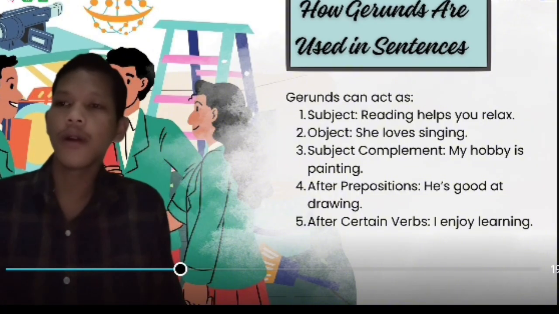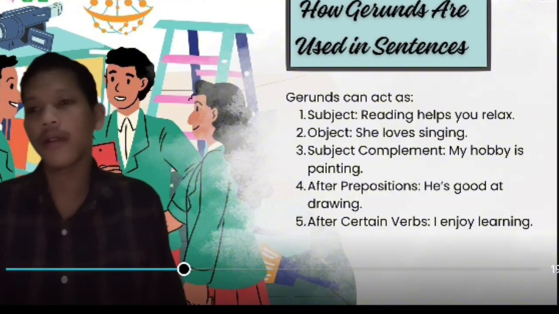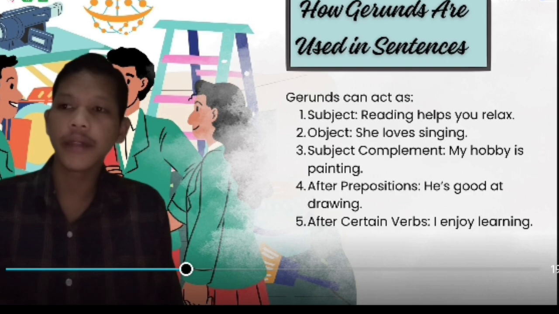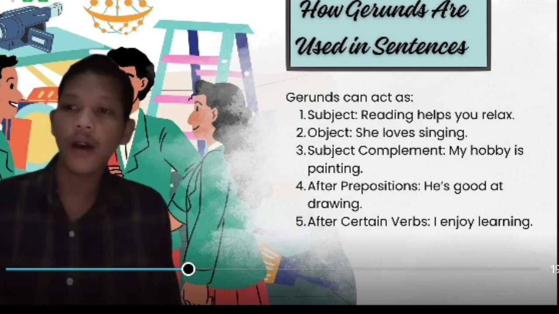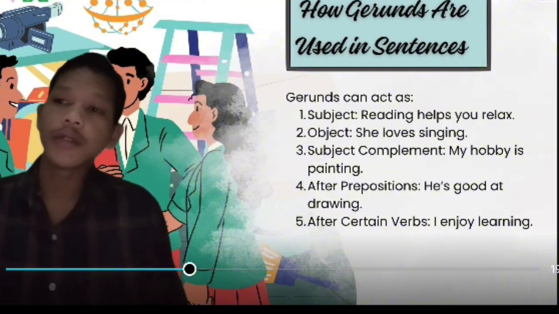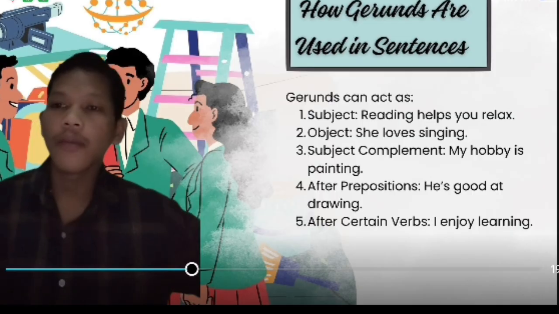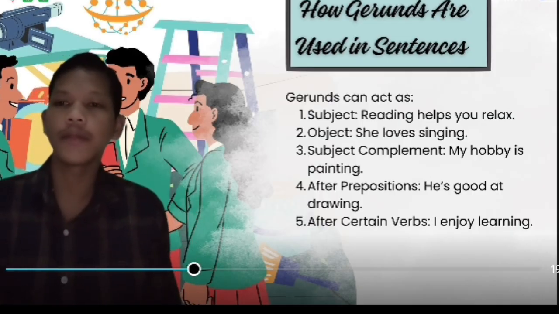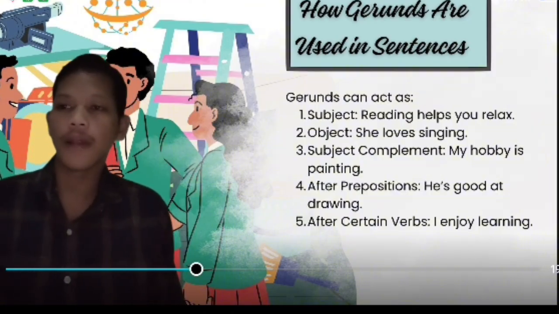And the second one, as an object, we can use a gerund for the object in the sentence. Like this example, I love singing. Singing here is the object of the verb love. And the third one, we can use a gerund as a subject complement. Like this example, my hobby is drawing. Drawing comes after is and renames hobby, so that's why it is a subject complement.